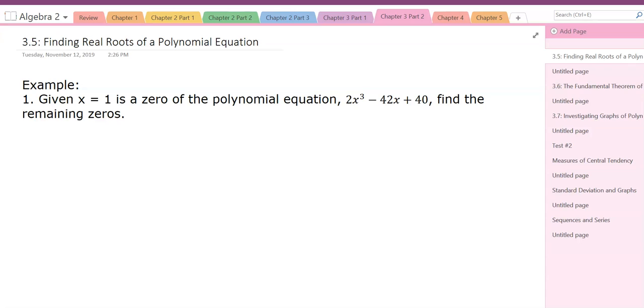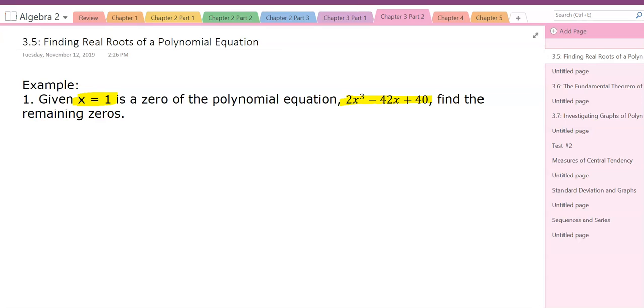For this first one here, it says, given that x equals 1 is a zero. So what they're telling you right here is that this is one of your solutions. When x equals 1, the graph will cross the x-axis. So they've already given us one solution to this polynomial. Now the polynomial is 2x to the third minus 42x plus 40. I want to find the remaining ones. Since it's x to the third, that means that there's at most 3 out there. I've already found 1, so that means there's probably 2 more that I could possibly find. So we're going to try to find them.